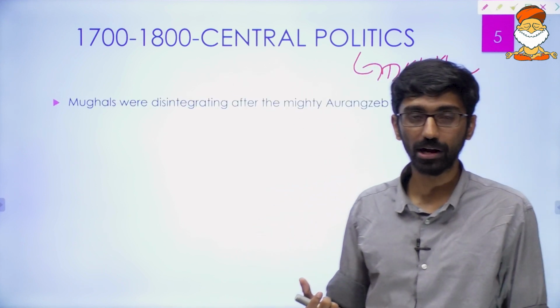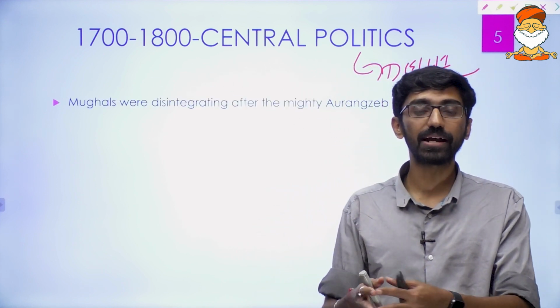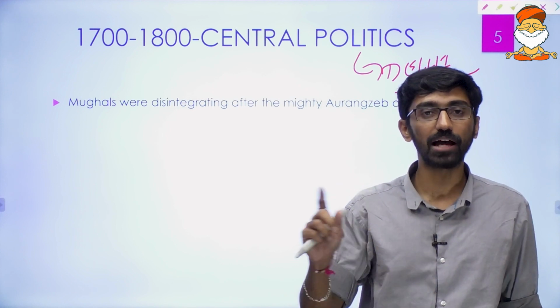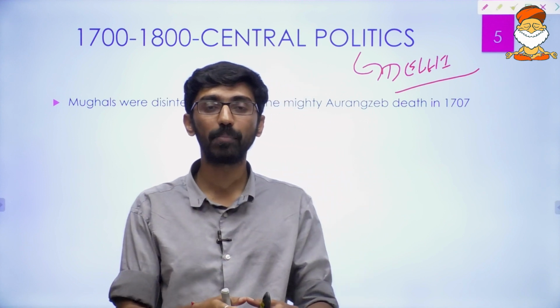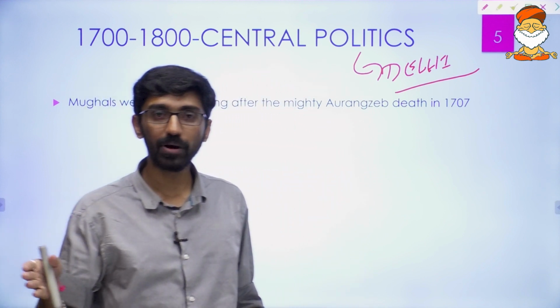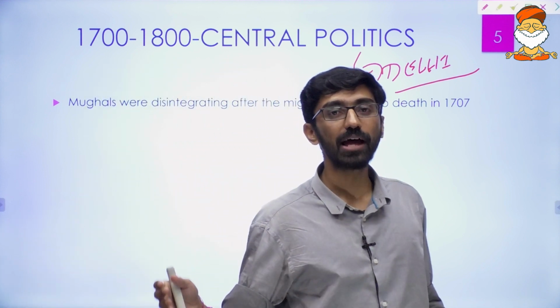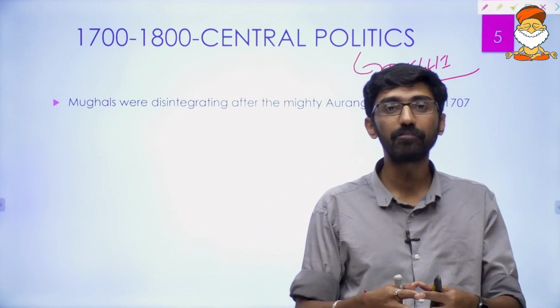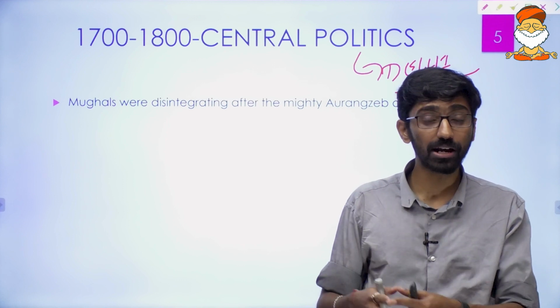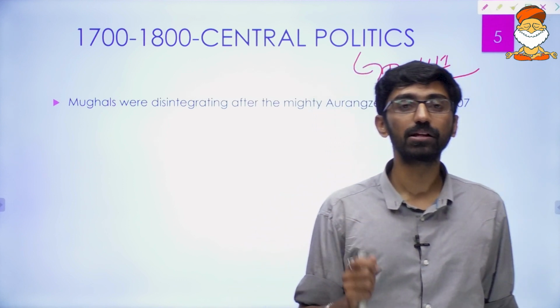The mighty Aurangzeb. The Mughal rulers can be categorized into 2: the mighty Mughals as well as the later Mughals. The mighty Mughals are the first 6 Mughals: Babar, Humayun, Akbar, Jahangir, Shah Jahan and Aurangzeb. Why were they called mighty Mughals? They were far more powerful, and they never let any foreigners violate the laws of the land.